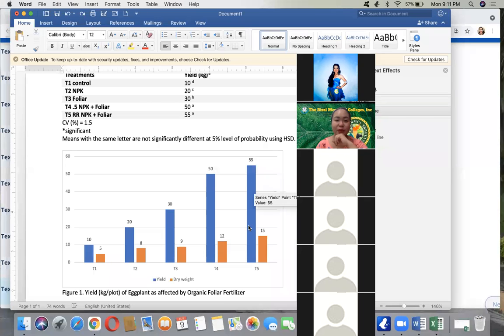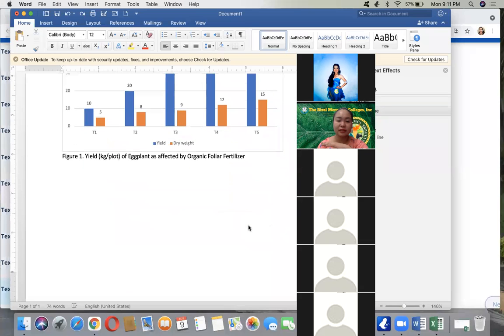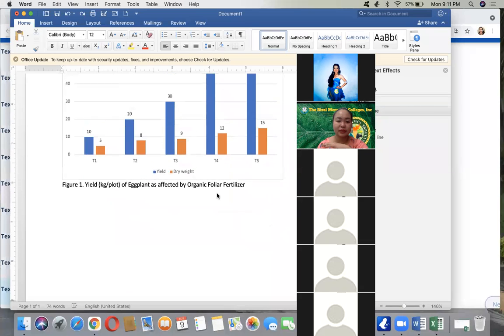So do you have some more questions regarding tables, charts, figures?